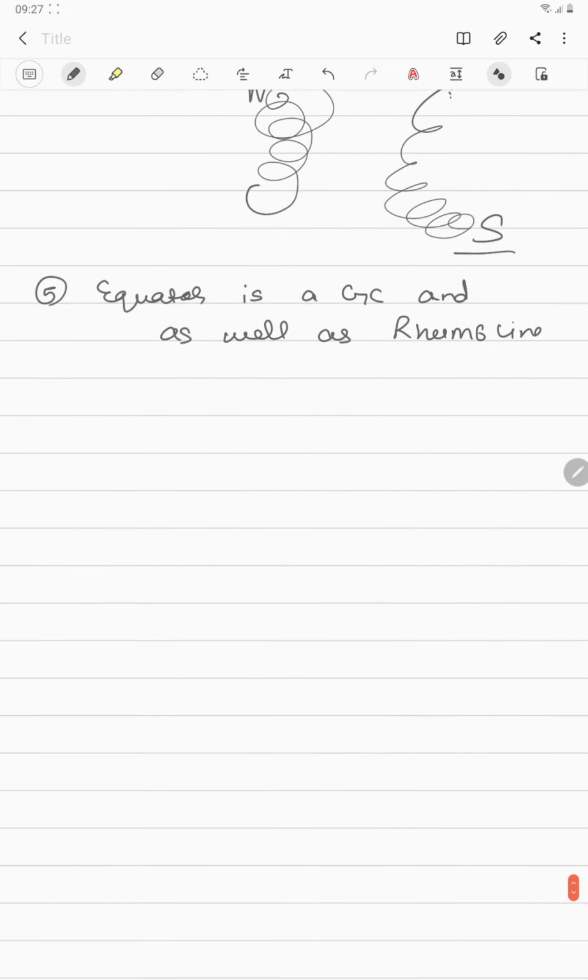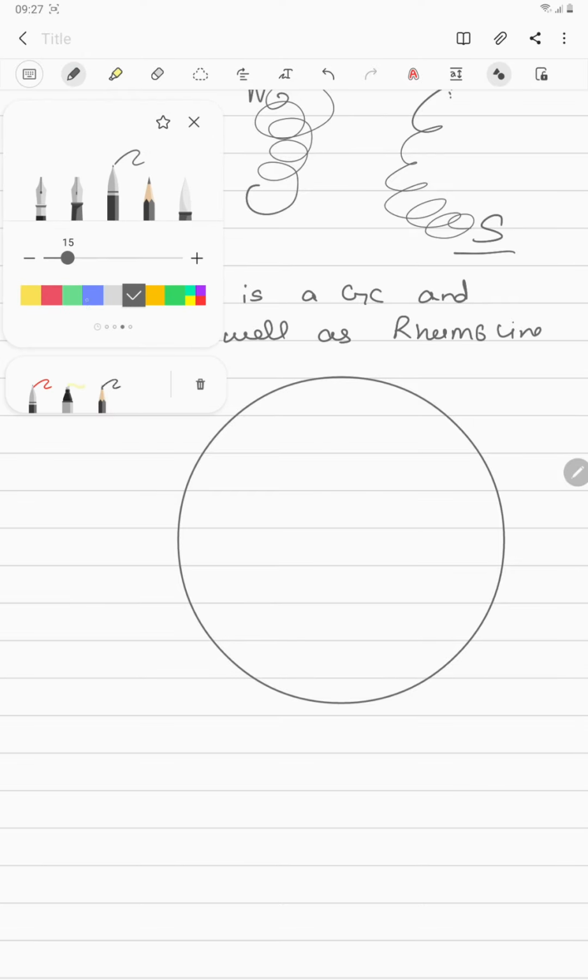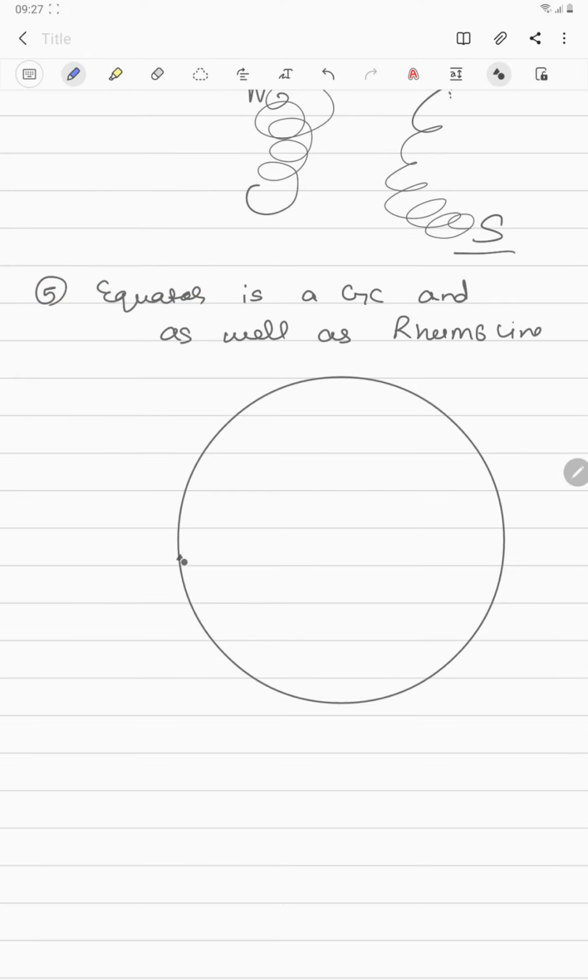How? Let us see. If I draw this circle, which is the earth, and let me draw an equator. So this is my equator. And guys, see, I'm gonna draw a plane. The equator divides the Earth into two equal surfaces. It has the same center and the same radius as the Earth, and therefore it is a great circle. Now, why is it also a rhumb line?